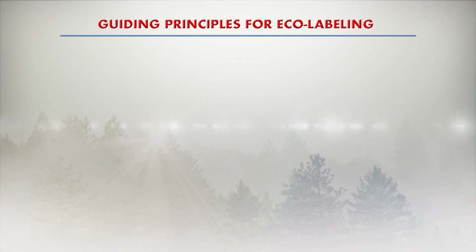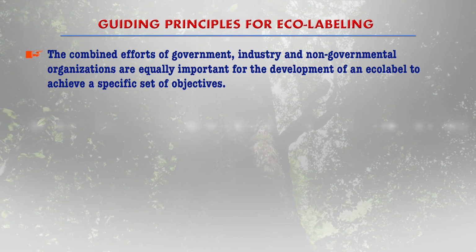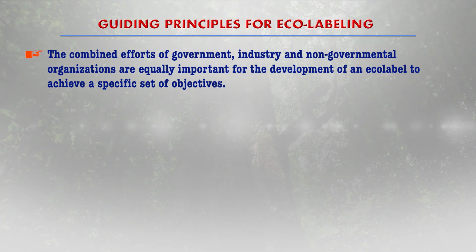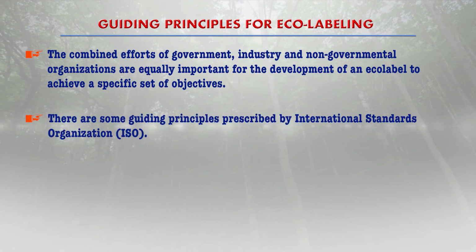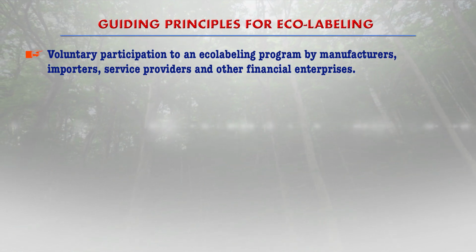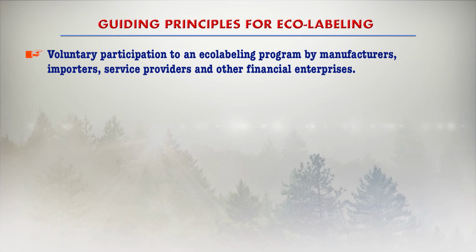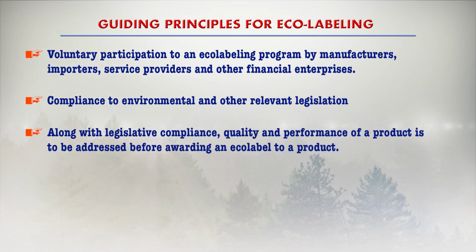So therefore there are some guiding principles for eco-labeling. The combined efforts of the government, the industry and non-governmental organizations are equally important for the development of an eco-label to achieve a specific set of objectives. These are some of the guiding principles. Voluntary participation in an eco-labeling program by manufacturers, importers, service providers and other enterprises. Compliance with environmental and other relevant legislation. Along with legislative compliance, the quality and performance of the product also are to be addressed before an eco-label is awarded to a product.